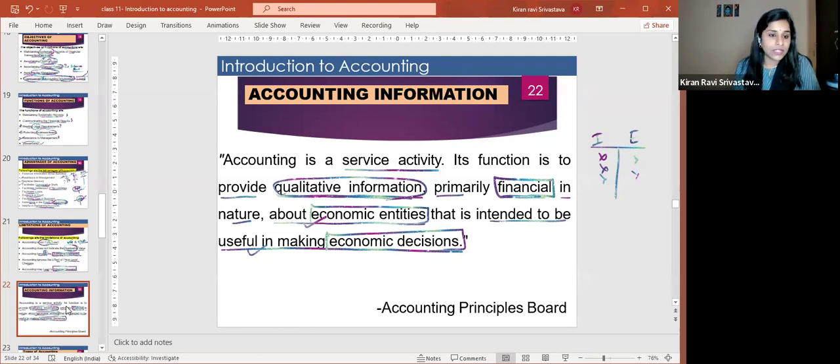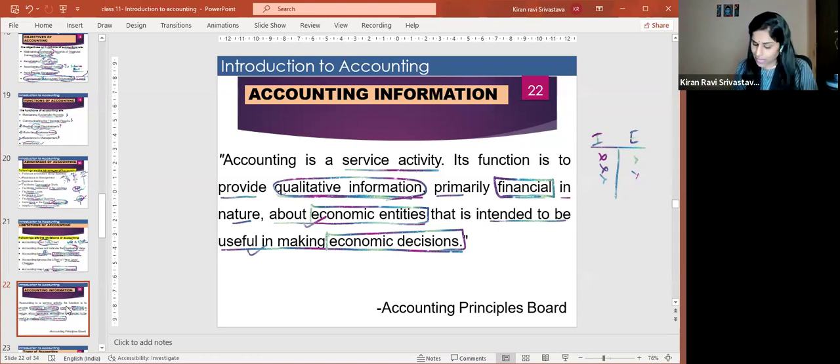This qualitative is different from what came previously. All the numbers mean nothing if you're not explained what that number means. So if accounting does not give any qualitative information, then at the end of the year we will have just numbers of transactions and all the numbers written in the books, but we will not be able to understand the result of the business, whether the business made profit or whether the business made loss.